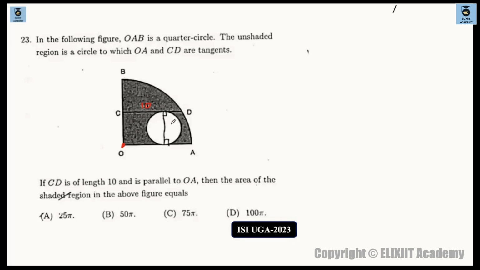Let us consider this smaller circle's radius to be r. If this is r, then definitely the total thing is the diameter. Total will be 2r. If this is 2r, then this will also be 2r, since these lengths are the same. So OC and this diameter will be the same. This is also 2r. And this is 90 degrees.